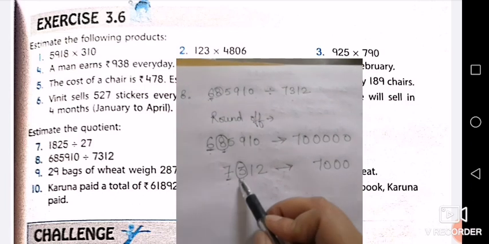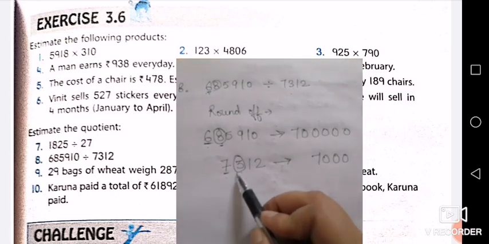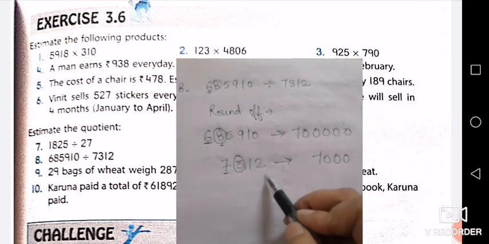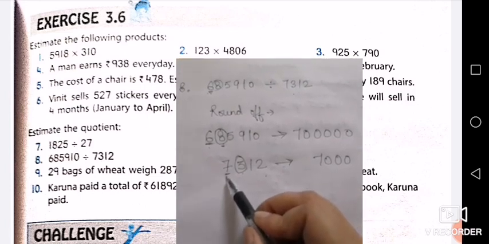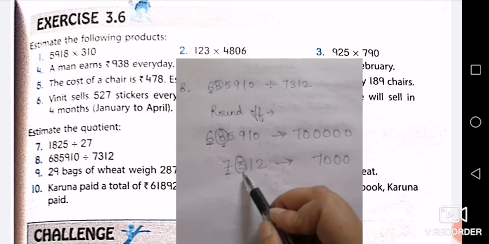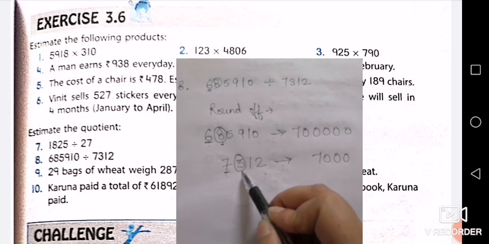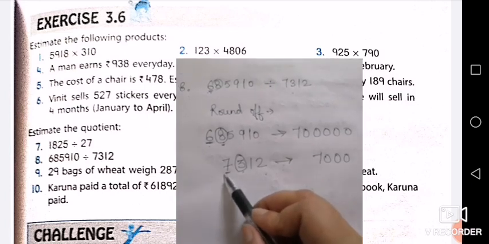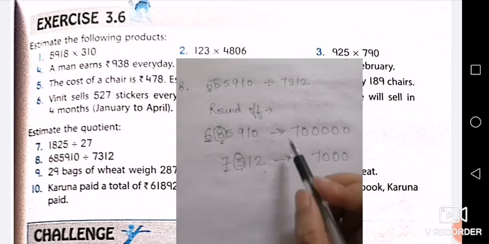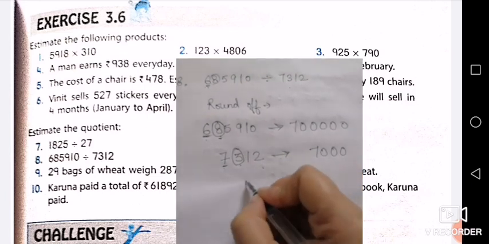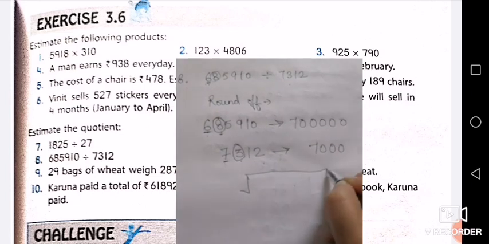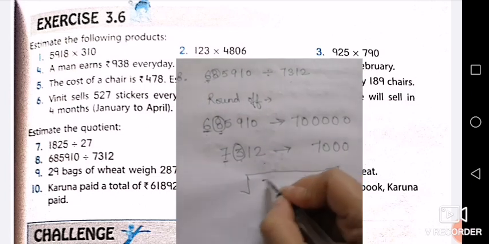Now similarly we will do it with the divisor also, 7312. Here also the greatest place is 1000. We'll see this 100 place, which is 3. Now 3 is less than 5, so we are not going to add anything on the 1000 place. So here 7 lakh will be divided by 7000. Then we will get the estimated quotient.